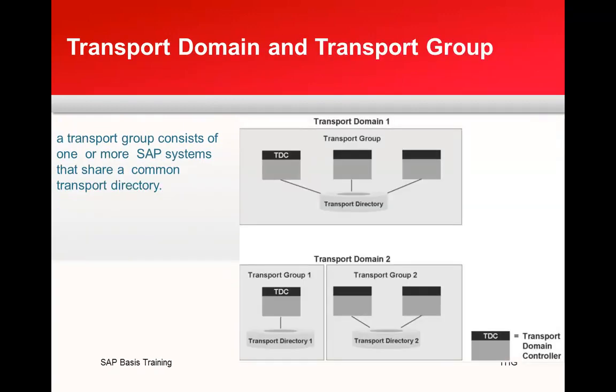Okay, now transport domain and transport group. A transport group consists of one or more systems that share a common transport directory. So the basic thing for a transport group is that it should have a single transport directory. So this is your domain 1. Here in the transport domain, this is transport group 1. This is your transport group 2, but these two are in the same domain.